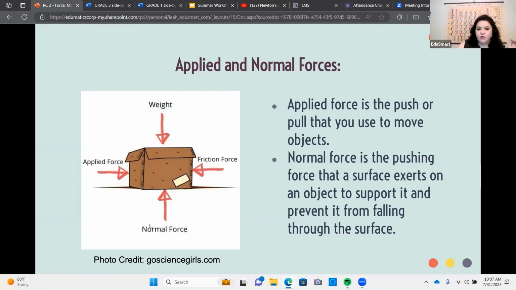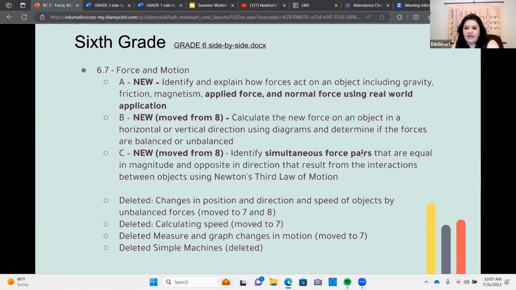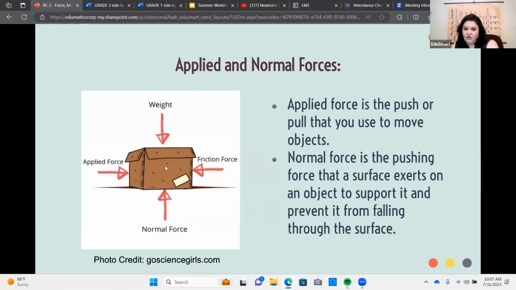So normal force and gravity are, generally speaking, a simultaneous force pair, because they are equal in magnitude. Right? So the normal force is pushing up, the surface pushing up, gravity is pulling down. Those two are obviously equal in magnitude, or else it would be moving up or down, and it's not. So that is a simultaneous force pair.